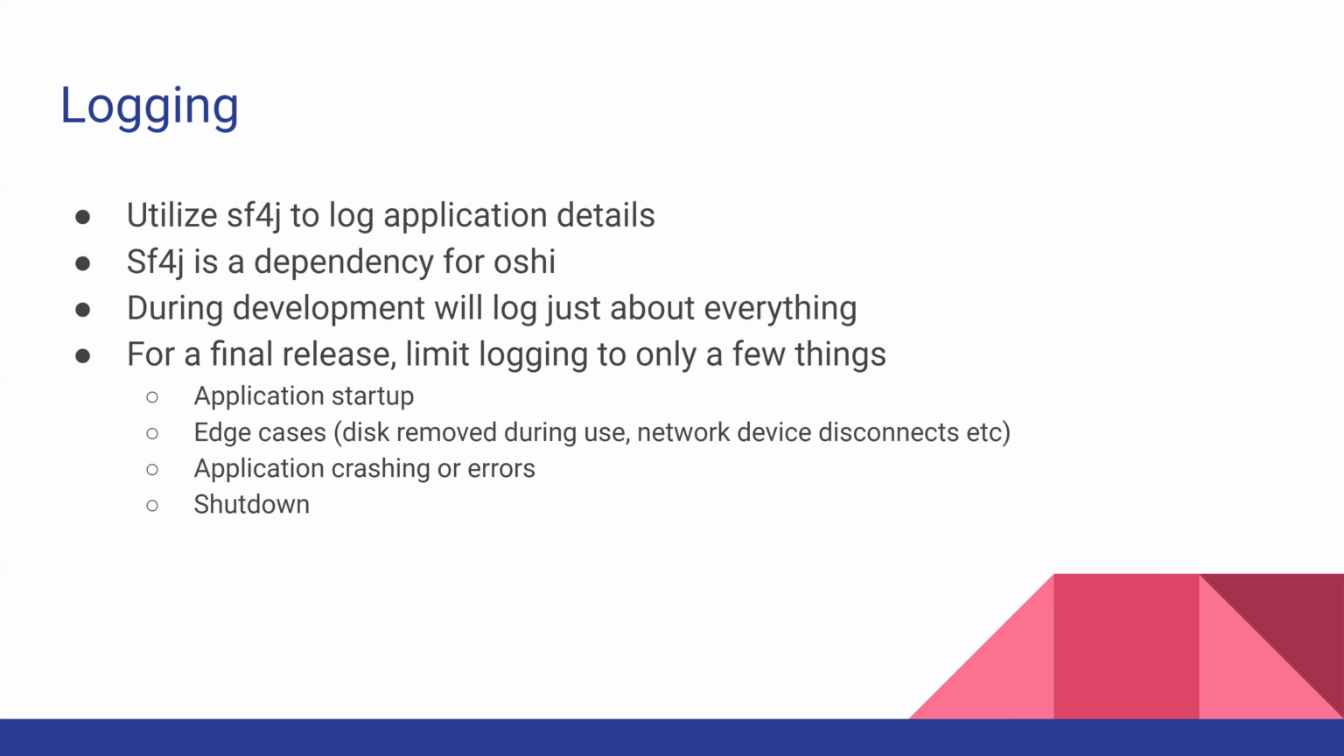Now, moving on to logging, we're going to be using SLF4J to log the application details. And actually, we have to include this because SLF4J is a dependency for using OSHI. During development, we're going to set up SLF4J so we'll log pretty much everything that happens. But with the final release, we're going to be limiting the logging to only a few things that are critical: startup, edge cases, application crashes and errors, and shutdown.